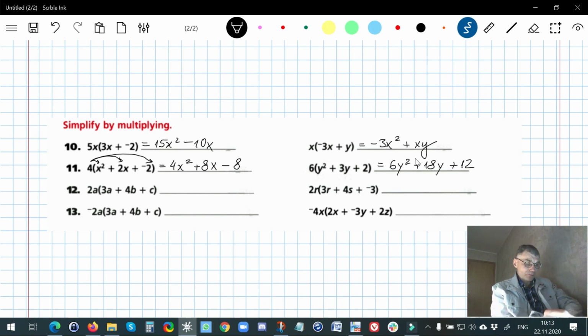In 12, first multiply coefficients. 2 multiplied by 3 is 6. Then latter part, a multiplied by a is a squared, 6a squared, plus positive 8ab, plus 2ac. That's it.